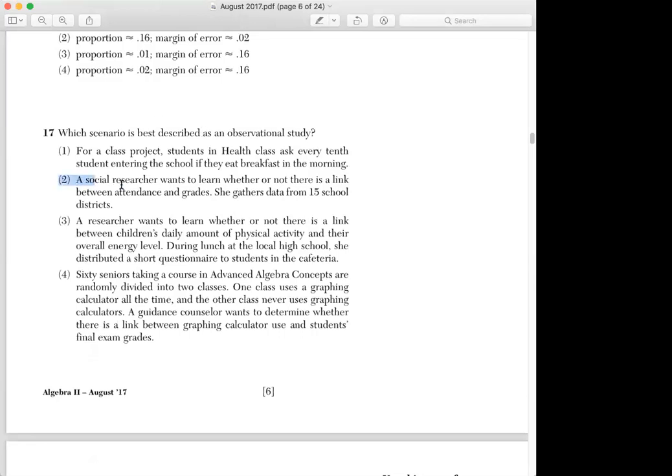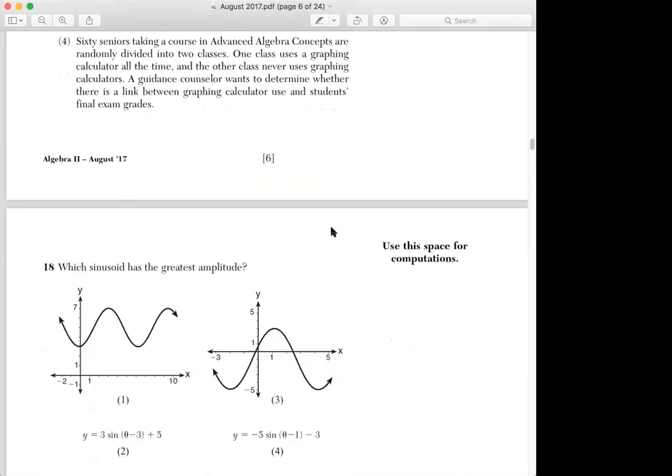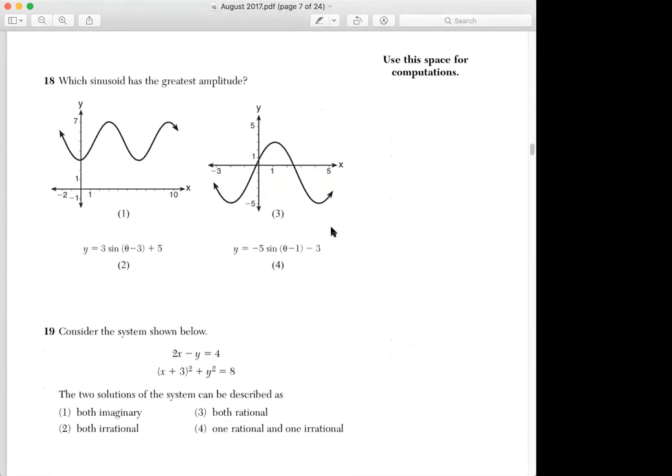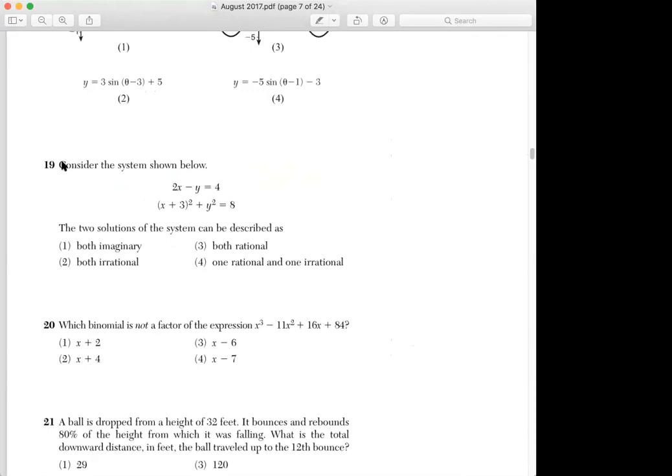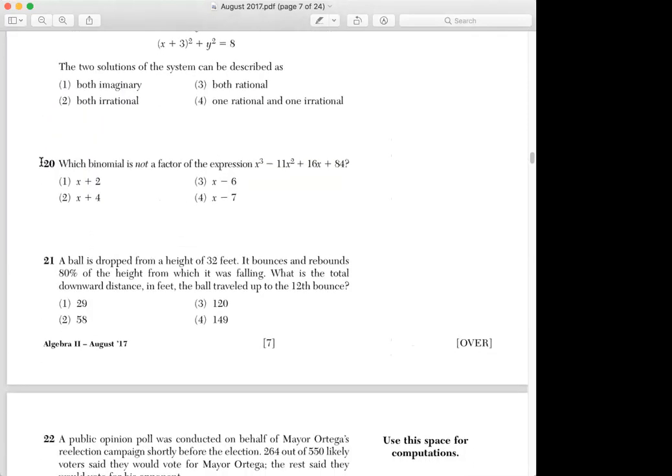Observational study, a researcher gathers data versus this would be an experiment. So again, I'm not going to go into it, but this is, yes, you can do this. We don't know this yet. This you can do. 19, substitution. Remainder theorem. Just plug in -2, plug in -4, plug in 6, plug in 7.